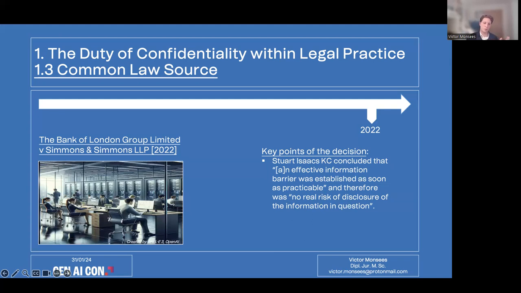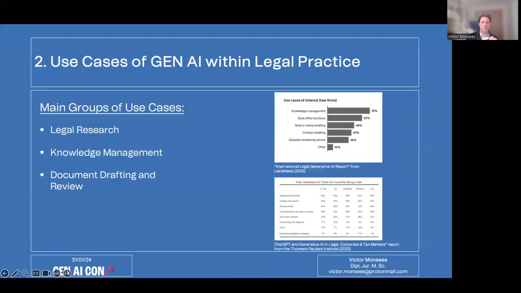So now, I hope we have an understanding of duty of confidentiality by all these three sources that play interconnectedly to give us the modern duty of confidentiality, so the legal source, the ethics source, as well as the common law source. So now let us look in the second part on how GenAI is currently tested and used within legal practice. So for that, I used two recent studies from 2023, which I think give us a clear indication in this regard. One is the International Legal Generative AI report from LexisNexis. The other, ChatGPT and Generative AI in Legal, Corporate, and Tax Market report from the Thomson Reuters Institute, both from 2023. You see a small excerpt from both studies here on the right side.